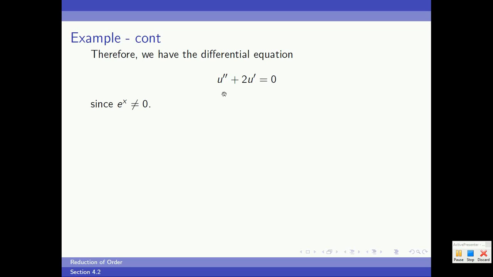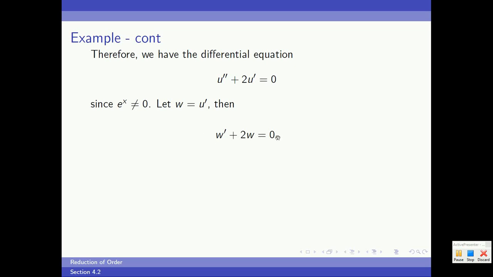So now this is a differential equation that we want to try to solve. If we find u, then we get our second solution y2, because y2 is just u times y1. Okay, so looking at this, we're going to do a simple substitution. We're going to let w equal u prime. So that means this is going to be a w and this is going to be a w prime. So we get this equation.